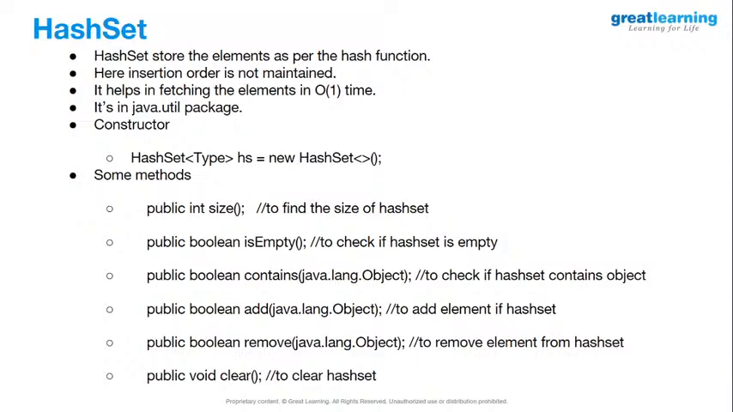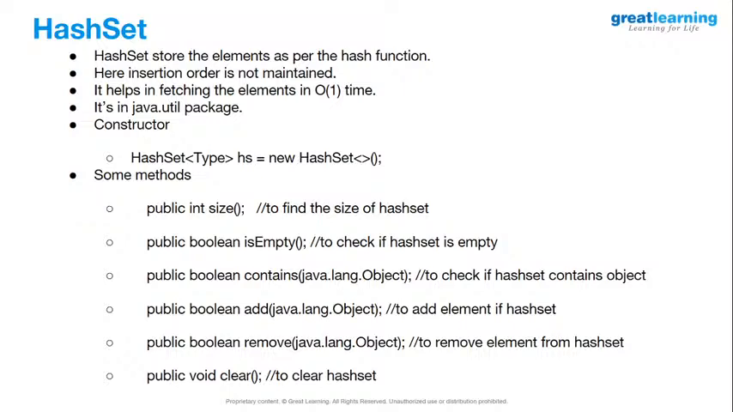It's in the util package, we all know that, right? There are some predefined classes that come along when we install our JDK. The util package contains this HashSet class. Okay, cool. So how do we declare a HashSet? The constructor is this, new HashSet. The type is, for example, if you're trying to store integers in your HashSet, you can use that. Okay, cool.